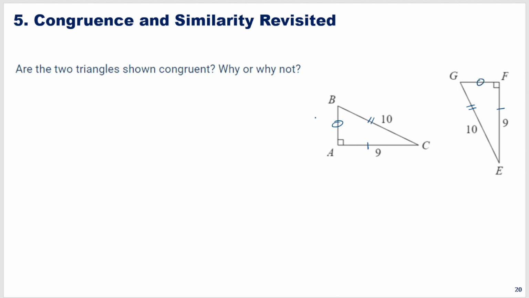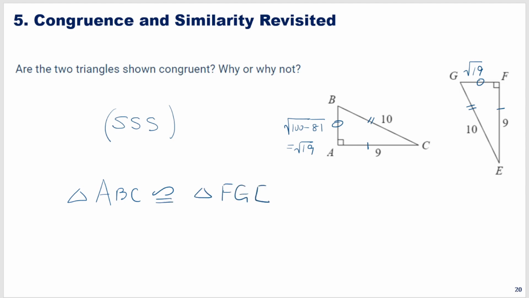Because you can easily find AB and GF, which is the square root of 100 minus 81, which is the square root of 19, right? This side is again the square root of 19. Therefore, actually we have SSS, right? So by SSS, we have a pair of congruent triangles. Did you get it? Therefore, we could say triangle ABC is congruent to triangle FGE by SSS, right? Normally by SSA, you won't have a pair of congruent triangles, but if you have a pair of right triangles, SSA could actually mean SSS, and SSS tells us a pair of congruent triangles, right?